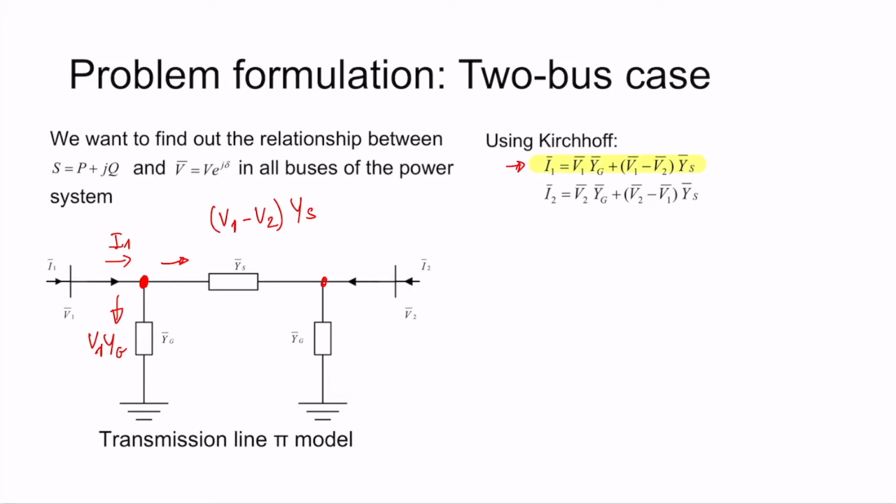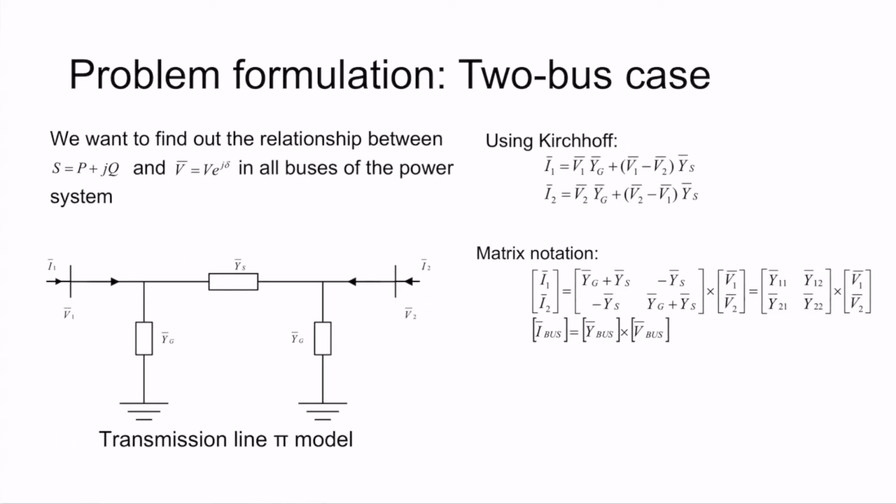I see that the current depends only on the voltage at 1 and the voltage at 2, and of course on the parameters of the line, which are given by this shunt admittance and this series admittance. I can work the same way for node 2, and then compute the current in 2 as a function of the voltage in 2 and the voltage in 1. So I have a similar expression.